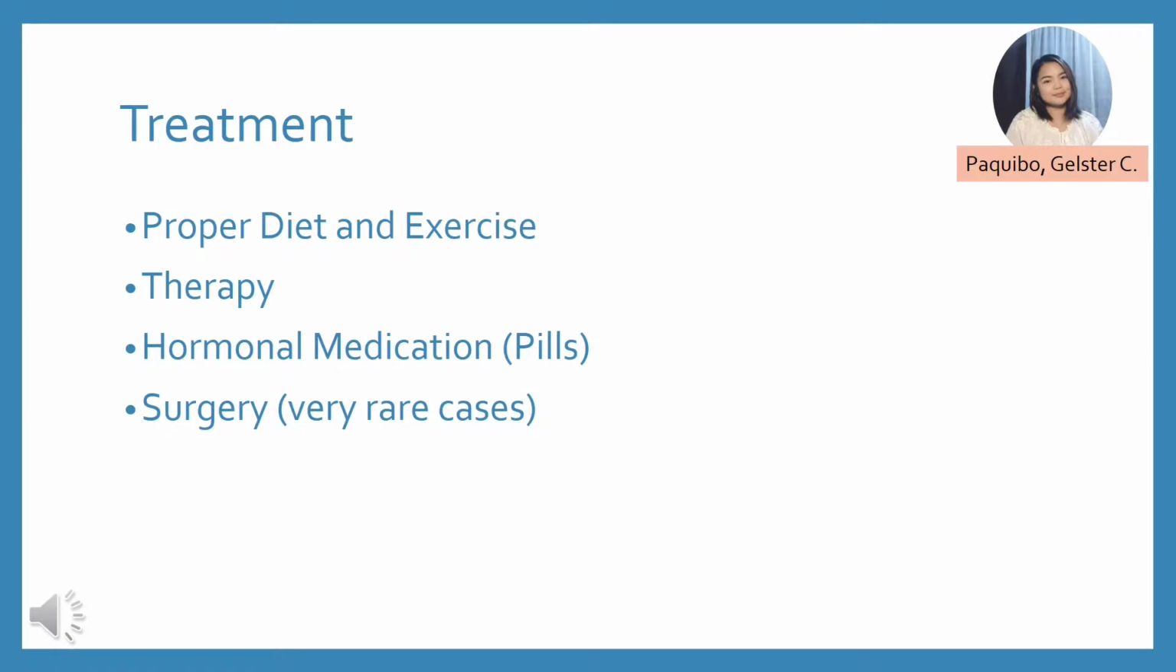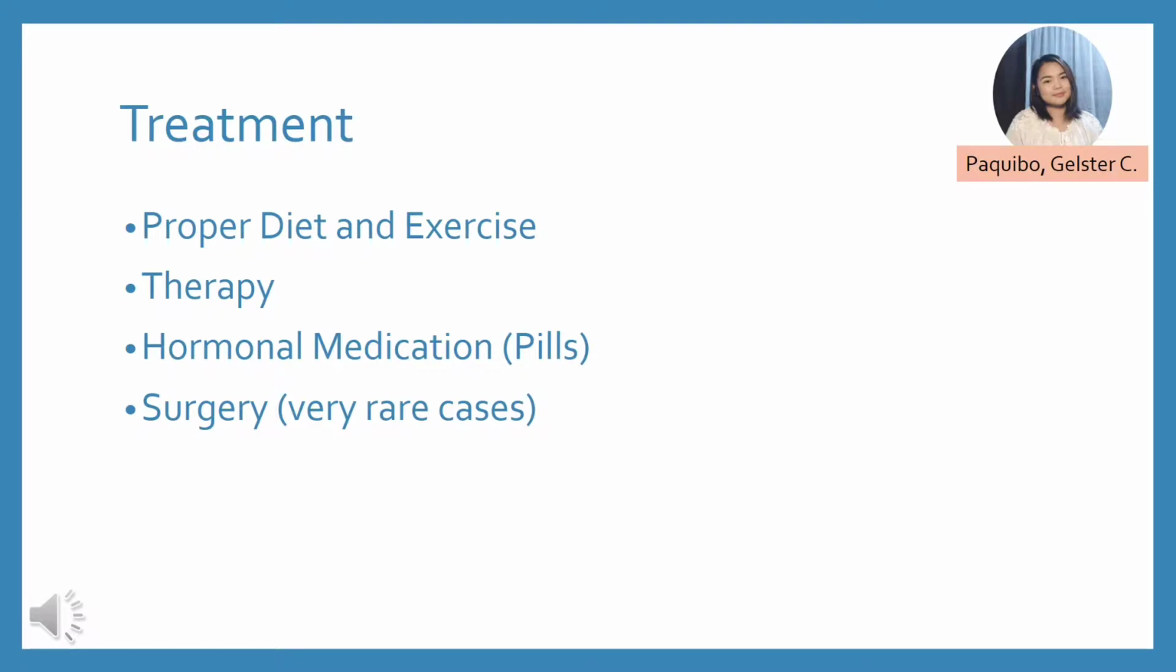There are ways to treat amenorrhea. First is proper diet and exercise. The proper food intake must be considered. If excess weight is the cause of amenorrhea, losing weight through dieting and exercise must be done. And if extreme weight loss is the cause, gaining weight through an individual's diet plan will do. Next is therapy. Therapy such as stress management techniques has been one of the treatments of amenorrhea.